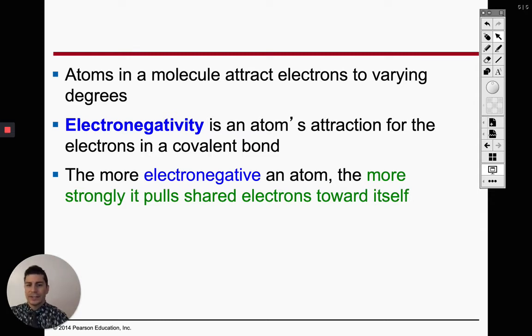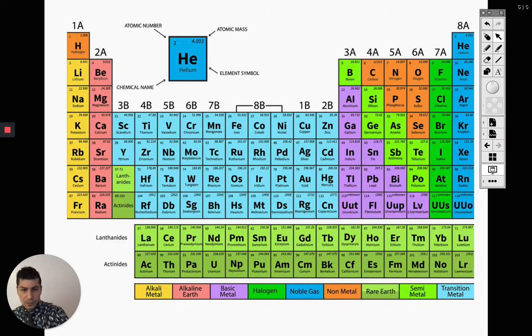Now, electronegativity, guys, is the atom's attraction for the electrons in a covalent bond, okay? I'm going to do an example with water on this, and we're not going to worry about this too much, but there's a big chart in chemistry that has all the electronegativities of every atom, and we're not going to worry about all that. So the more electronegative atom is going to pull the electron toward it most of the time, okay, or more often. So here is our chart, guys.